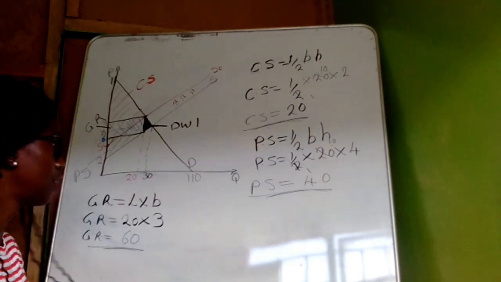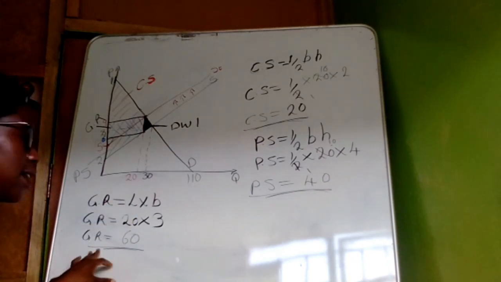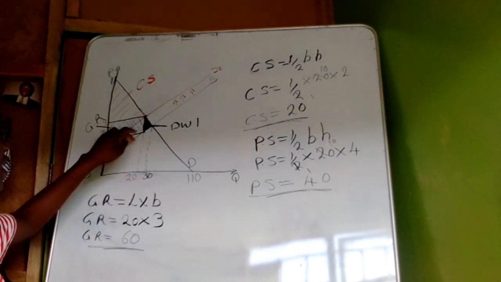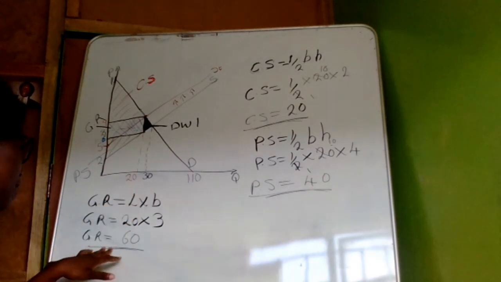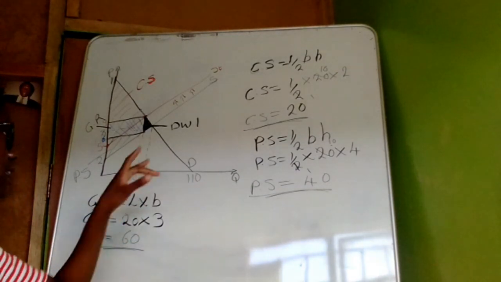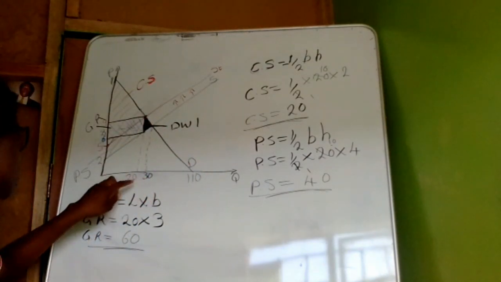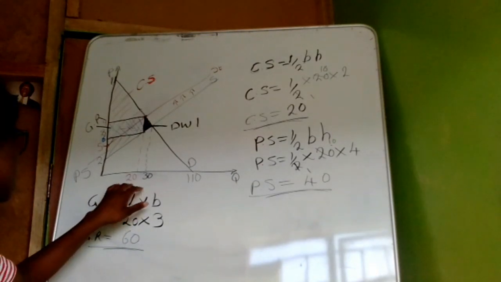So if you find the graph a little confusing, another way of finding your government revenue is, we know that the tax applied in this economy was 3. So it was a 3 tax applied, and the new quantity was 20. So another way of finding your government revenue, simply multiply the tax that is imposed on the economy, which is 3, and the new quantity after tax, which is 20.